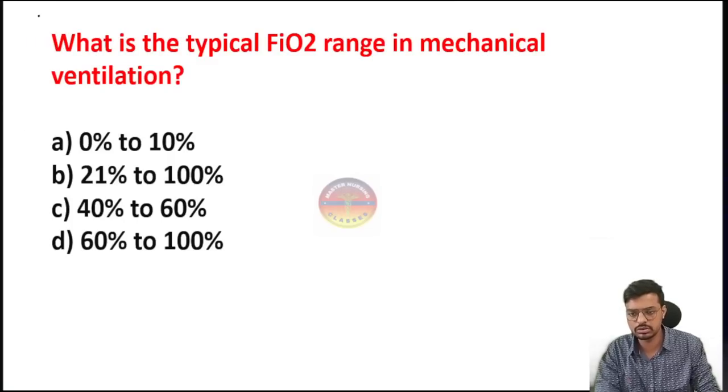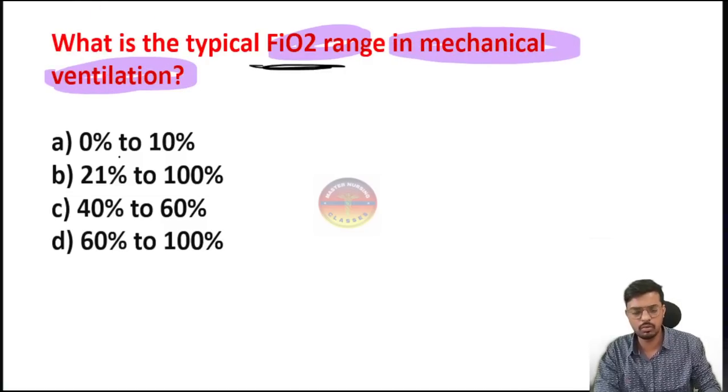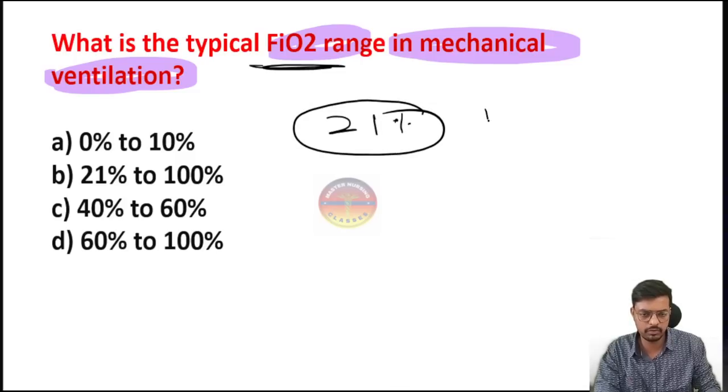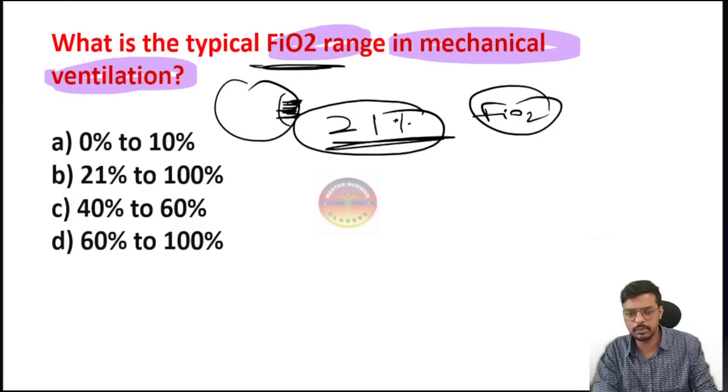So then comes the next question. What is the typical FiO2 we have to set in the range of the mechanical ventilator? It's a single liner, a very important question that will come. As I told, in the environment we have 21% FiO2. FiO2 of the environmental air is 21%, means among the total air, 21% oxygen is there.